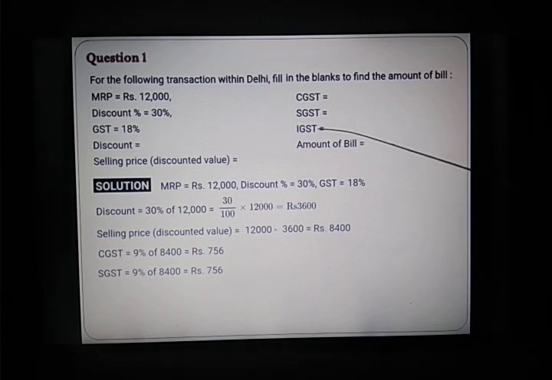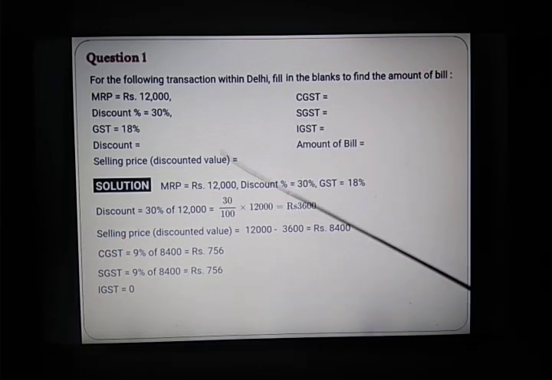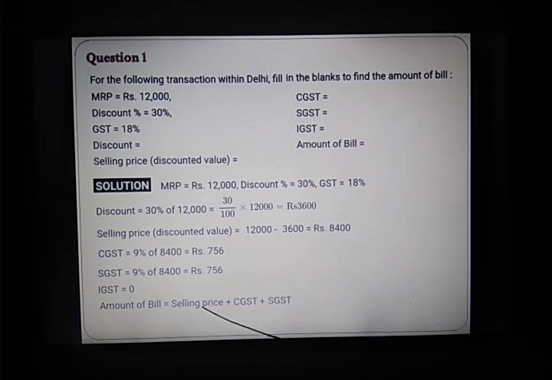Now they're asking IGST, that is integrated GST, but we know that integrated GST is applicable only in interstate transactions, so my IGST will be 0. Now they're asking the amount of the bill. The total amount can be calculated by adding the selling price and the taxes, that is CGST and SGST. So the amount of the bill will be selling price plus CGST plus SGST, which equals this much. Pause the video to note down.